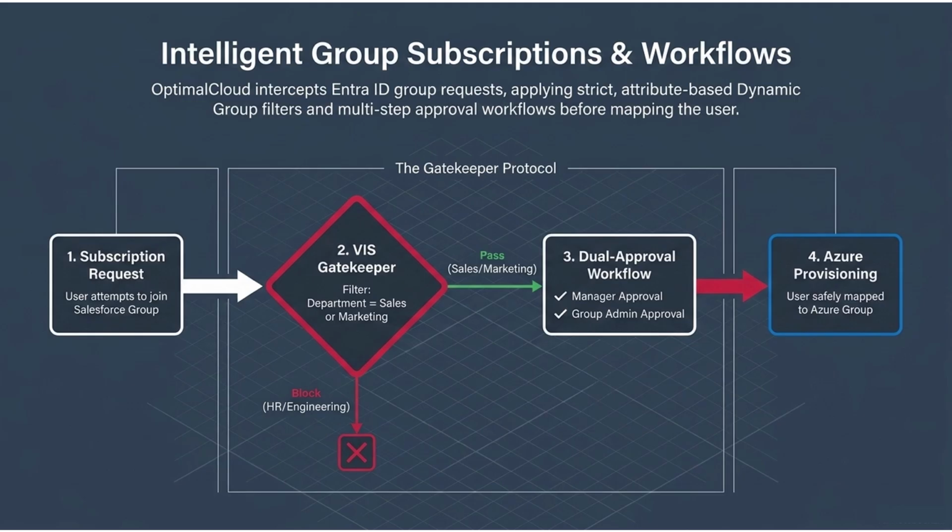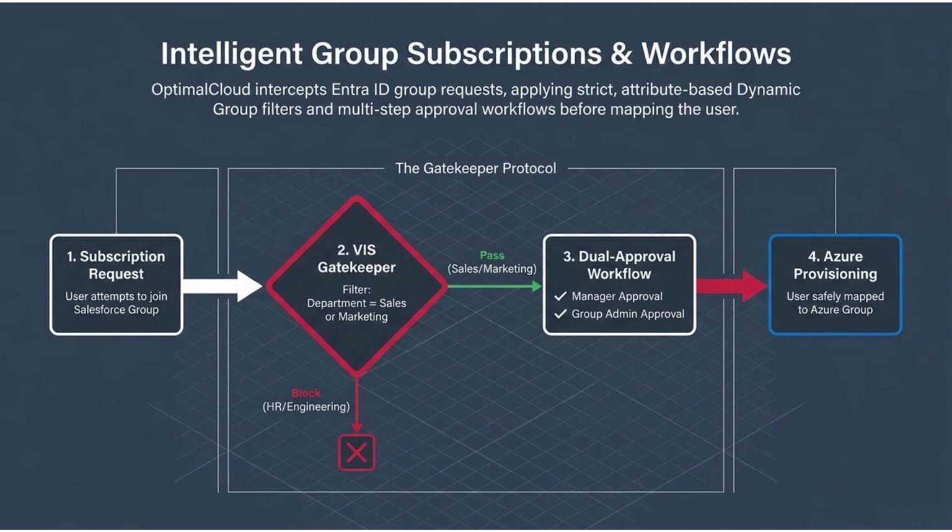No, this is where the intelligent workflow takes over. Step 3 is a dual approval workflow. Even though the user meets the baseline criteria, the system now automatically routes a request to their manager for approval and to the group admin for approval. That's wild. The bouncer checks your ID, texts your boss to make sure you're allowed to be out tonight, and then texts the guy inside the VIP room to make sure he actually wants you in there. Perfect analogy. And only after both of those approvals are secured do we reach step 4, Azure provisioning. The user is then safely mapped to the Azure group.